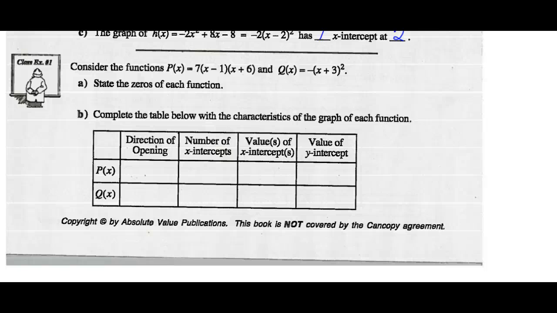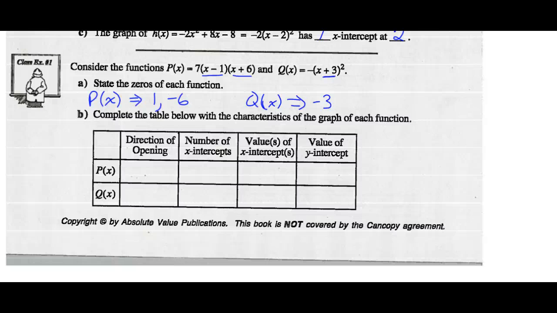State the zeros of each function. All right, so for p of x, the zeros are here, we're going to have a zero of positive 1, here we're going to have a zero of negative 6. For q of x, the zeros are always negative 3.